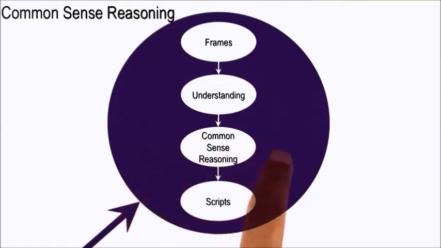Under common sense reasoning, we made everyday intuitive inferences about the world around us. While understanding and common sense reasoning were concerned with sentence-level understanding, scripts is more concerned about discourse-level understanding. Script is an even larger yet structured knowledge representation than frames. It too allows us to make sense of the world around us, both the physical world and the social world.